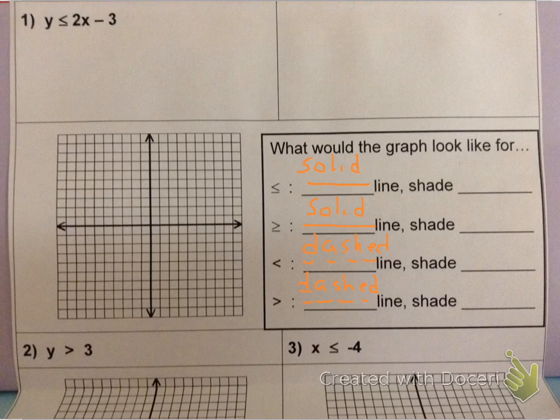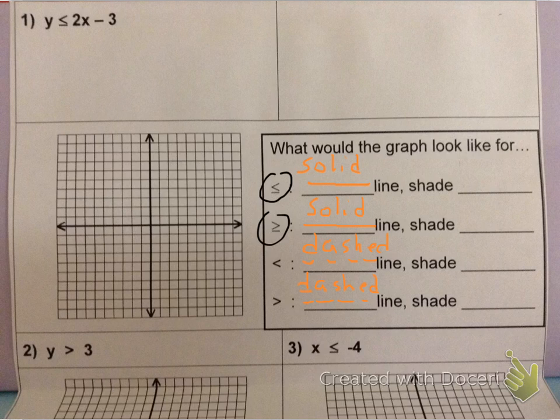For inequalities, you have to look at the inequality symbol. For less than or equal to or greater than or equal to, you use a solid line. That means it could be equal to that value. If you have a less than or greater than without that line under it, you use a dashed line.